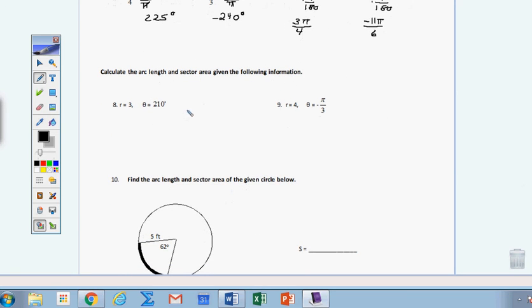evaluate the arc length and sector area given the following information. All right? Well, we know that our arc length equals r theta, and our sector area equals 1/2 r squared theta, where theta is always in radians, right? So we're given degrees here, so we need to immediately convert that to radians. So we'll multiply it by pi over 180, and that gives us 7 pi over 6.